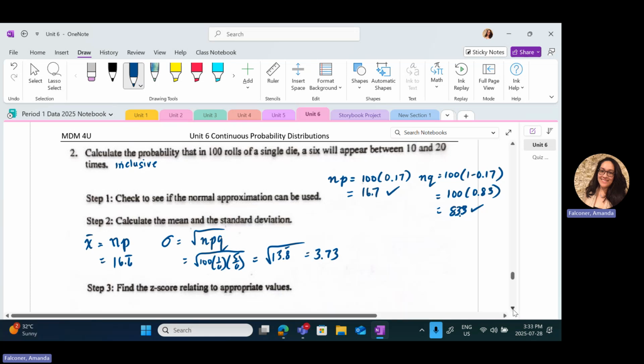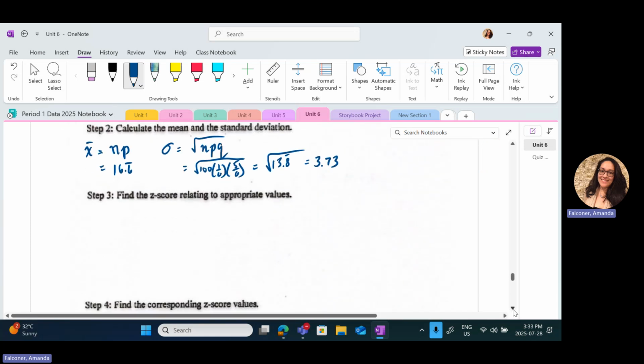Now I'm going to come down here and it says find the z-score relating to the appropriate values. We've got to make like a translation. If it was discrete, we were talking about random variable x being less than or equal to 20 and greater than or equal to 10. So we want to roll that 6 between 10 and 20 times, inclusive of 10 and 20.